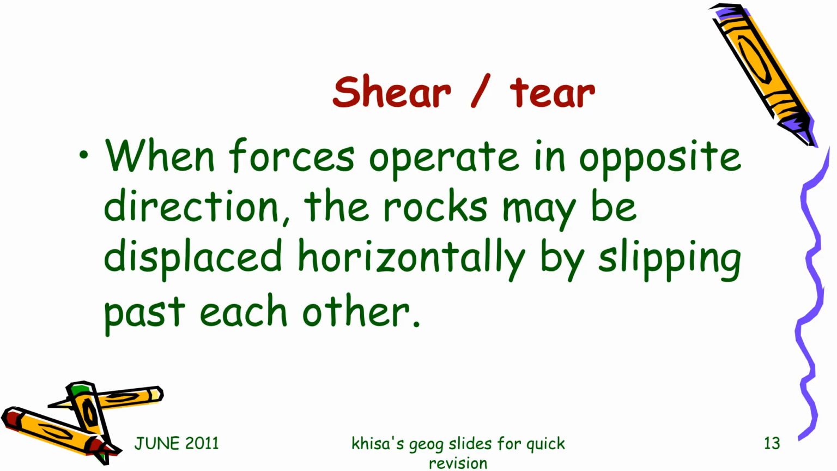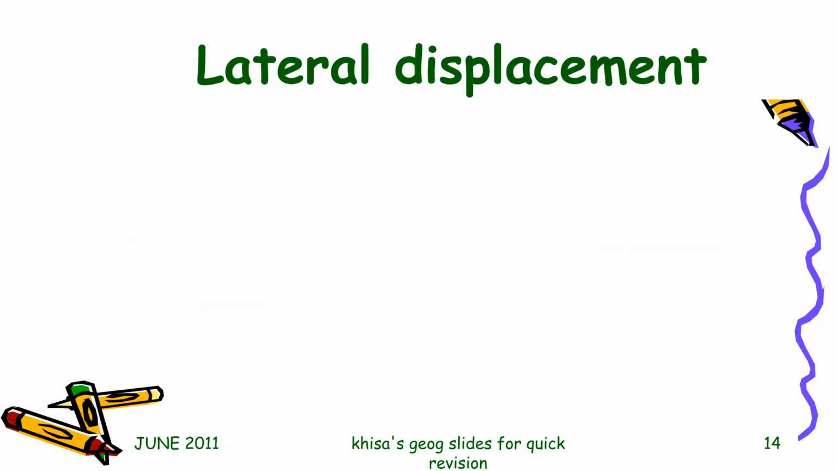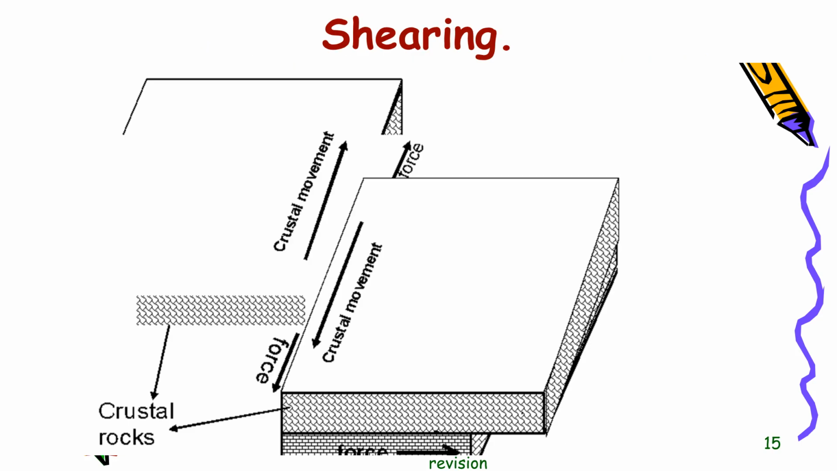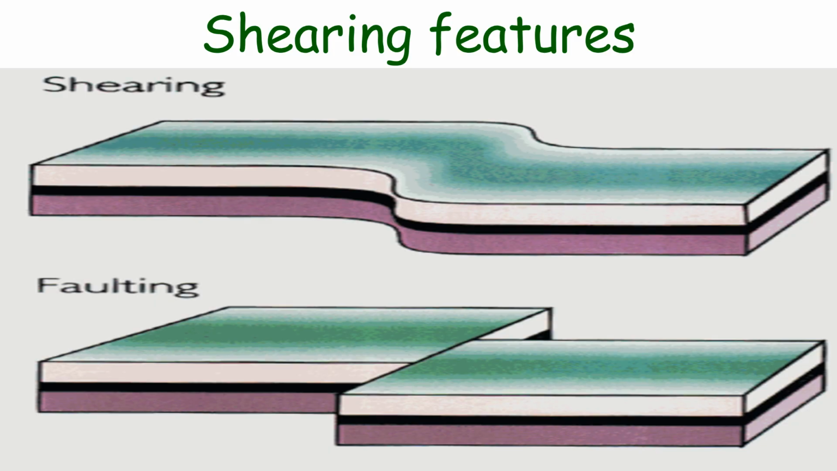the layers. Shear or tear can also occur when forces operate in opposite directions, displacing the rocks horizontally as they slip past each other. This illustrates lateral displacement, where opposing forces cause the rock masses to slip past one another horizontally. This final diagram shows shearing forces acting on the crustal rocks, demonstrating the movement along the layers. The resulting shearing features include lateral faulting, where rocks are displaced horizontally along a fault plane.